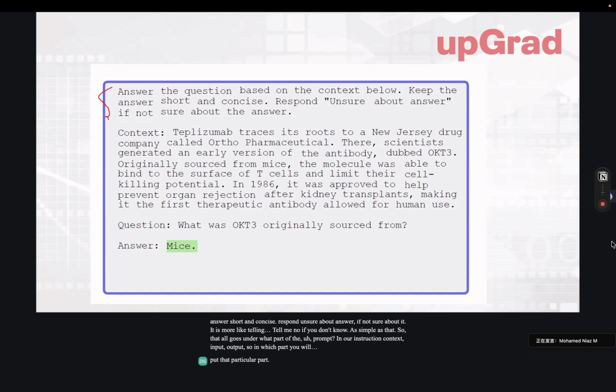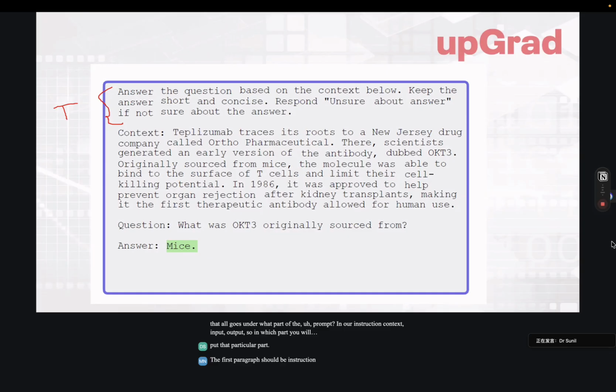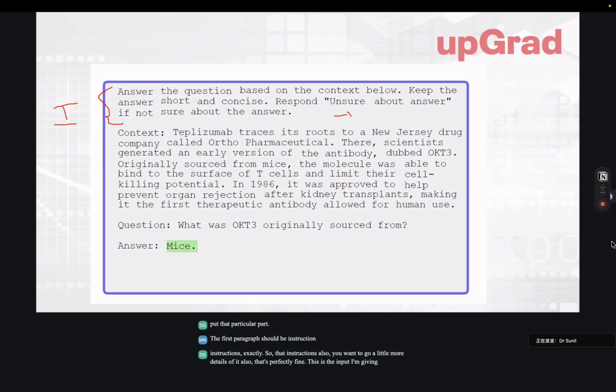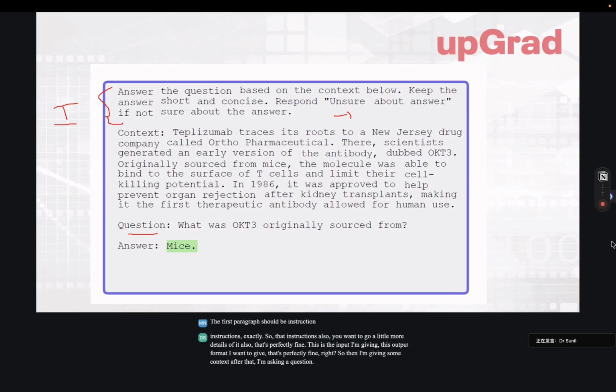The first paragraph should be instruction. Instructions, exactly. So in the instructions, if you want to go into a little more detail, that's perfectly fine. This is the input I'm giving, this is the output format I want, that's perfectly fine, right? Then I'm giving some context. After that I'm asking a question, right? If it is there, it will give us the answer based on this kind of strict instructions.